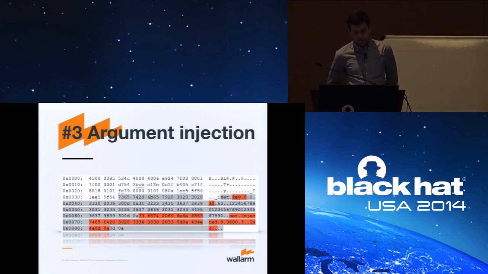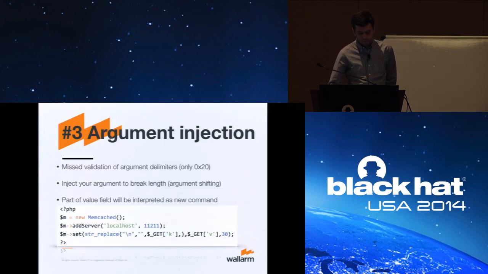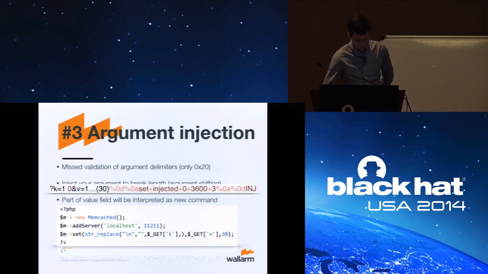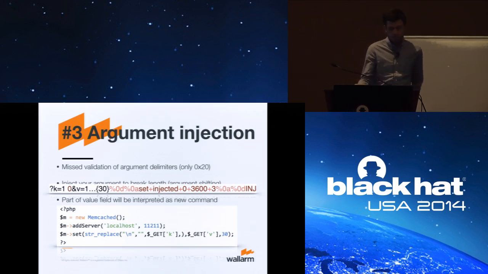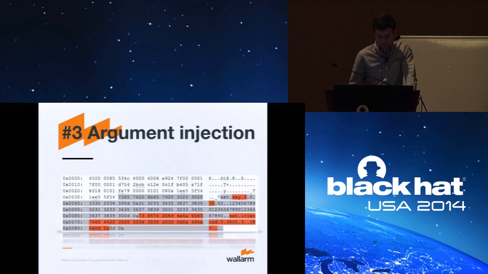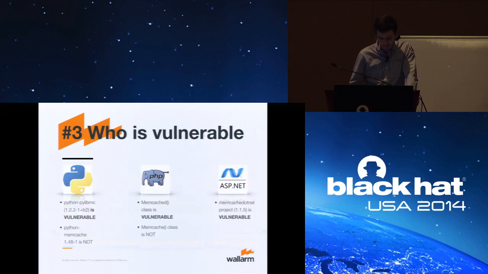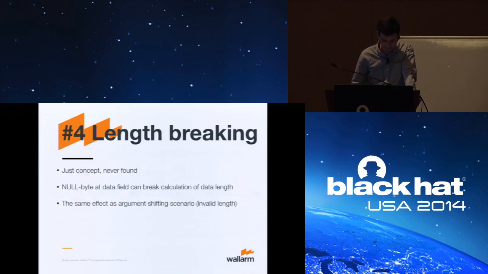And for that reason, we can inject data to make the packet valid, and then insert a new command in the protocol stream. It's one way to exploit, the same as the first type of injections. Python is vulnerable, memcached for PHP is vulnerable, and .NET is vulnerable. It's not interesting, I think, but I have something interesting at last.